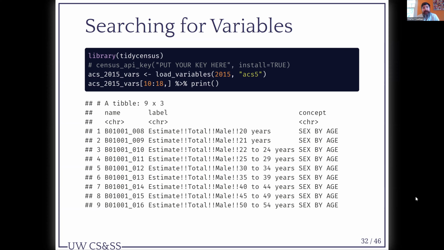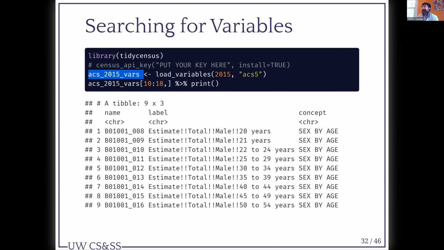So we can load up tidycensus. Here, the first time you run it, you do census_api_key, put your API key here and say install equals TRUE so you don't have to do it again. I did it ages ago, so I don't have to do it. I then say, I want to load up the variables for the 2015 5-year ACS. So this is ACS data from 2011, 12, 13, 14, and 15. I'm going to save it to acs2015_variables.